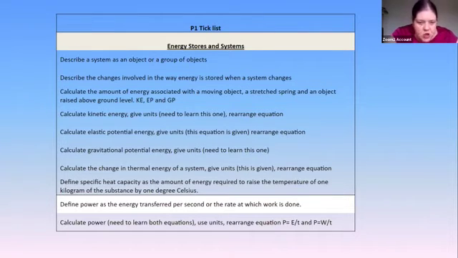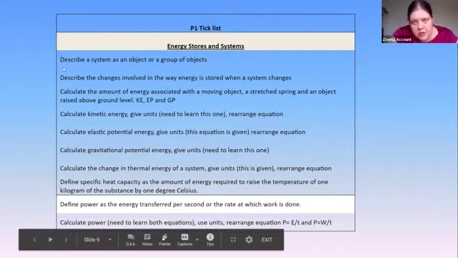You can see I've just copied the first bit, which says: describe a system as a group of objects, describe changes in energy stores, calculate kinetic energy, calculate elastic potential energy, calculate gravitational potential energy. These are some of the bits.